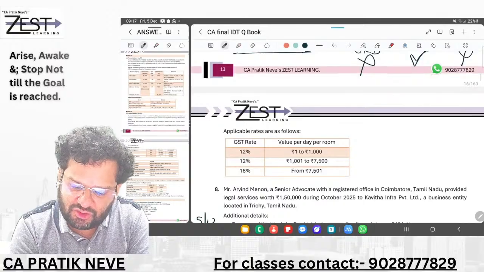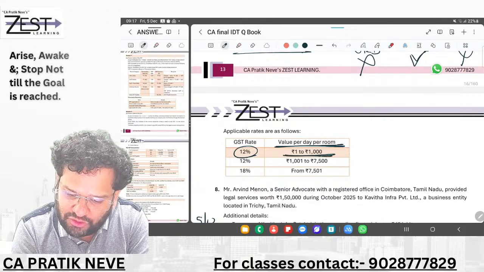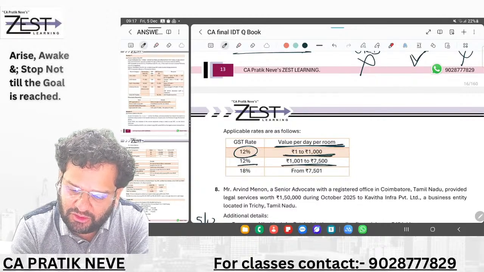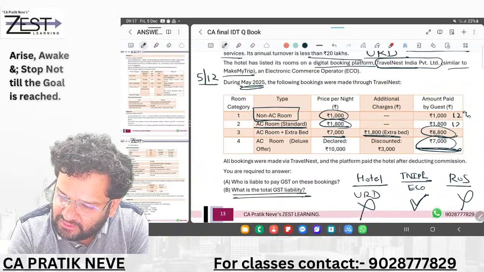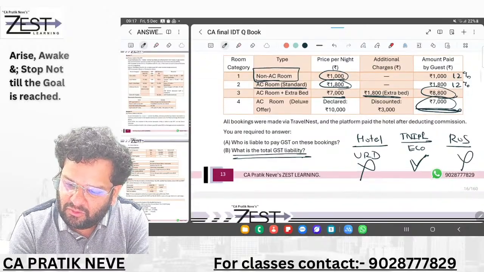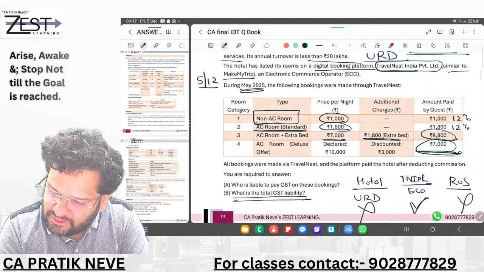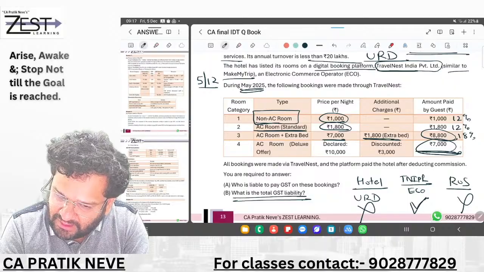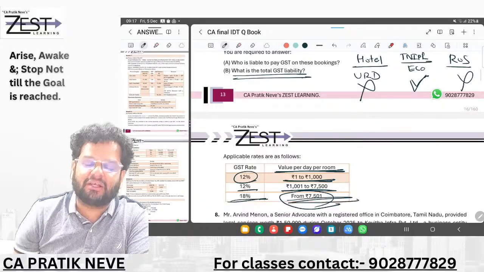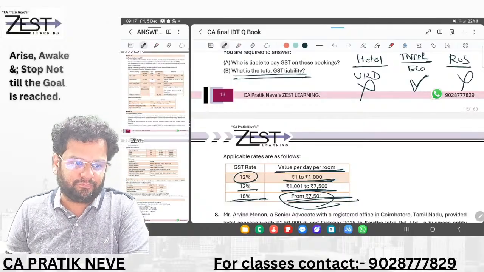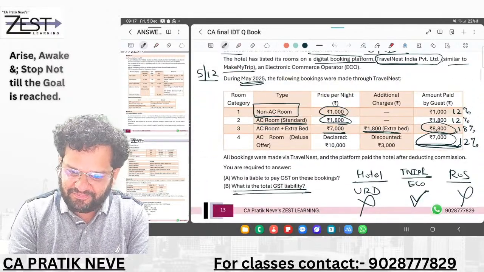Now the point is, what is the total GST liability? GST rate is 12% for value per day per room 1 to 1000. It is 12% for 1001 to 7500. So basically 12%, 12%. But when it is 8800, it's going to be 18%. So here 18%, and 7000 means also 12%, because 18% starts from 7501. Clear? Let's see.